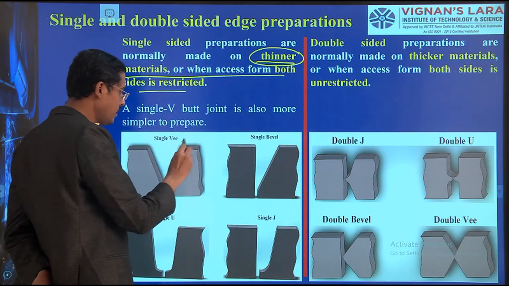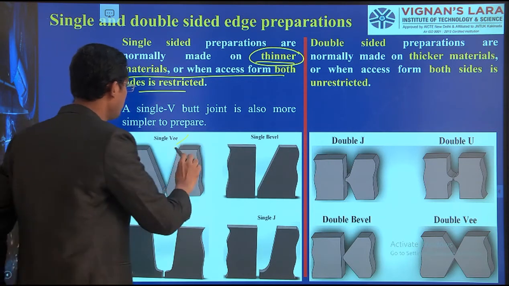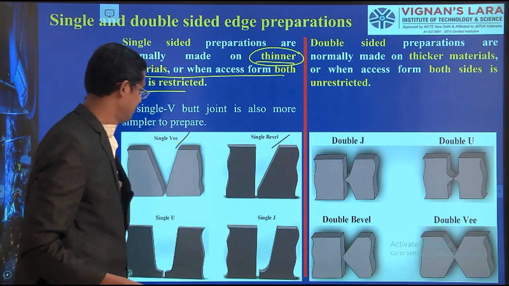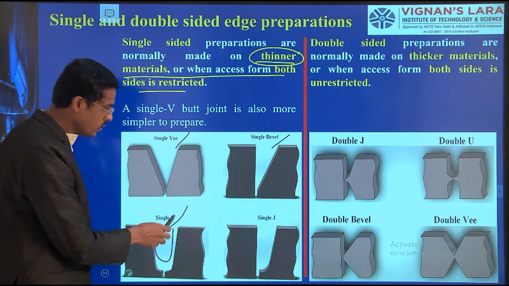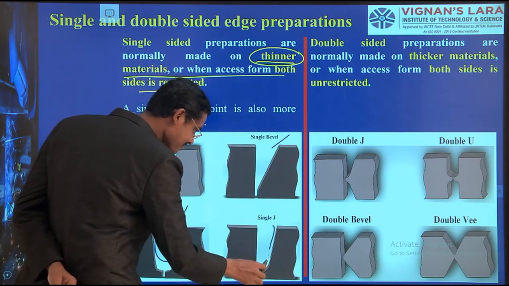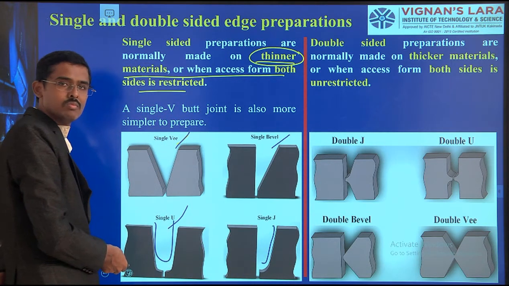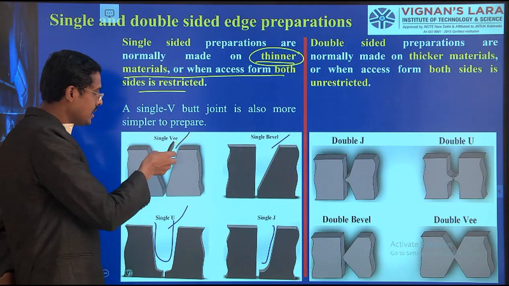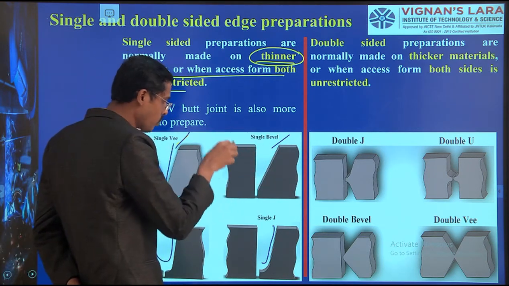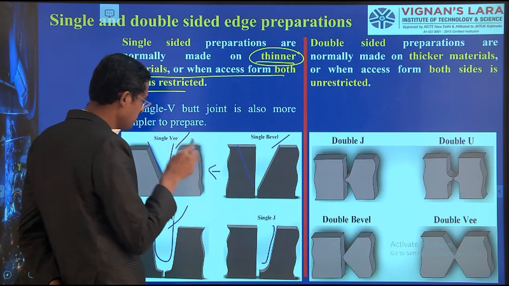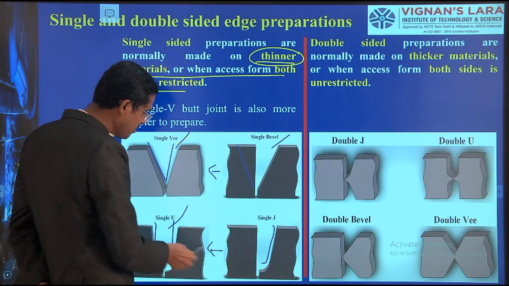Single bevel, single V. It is a single V, single bevel, single U, single J. When it is double J, then it becomes U. Single V: one side is taken as bevel, one more side is taken, then it becomes V. If one side is J and both sides are taken, it becomes U.